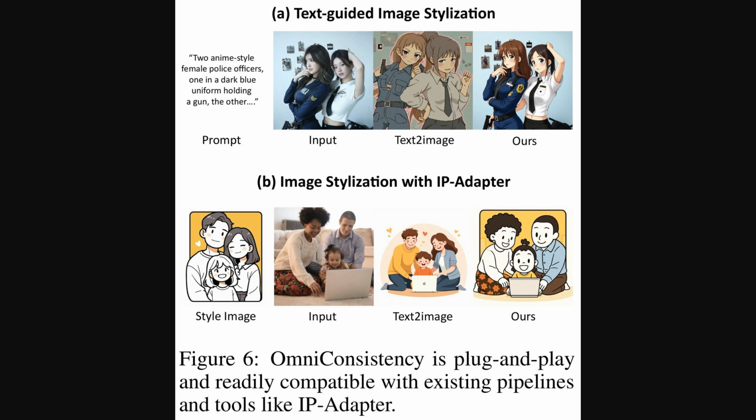But the really interesting part is the bottom row. This shows the model working with a tool called an IP adapter. An IP adapter is a method that lets you use a separate image as a style reference. And again, the standard approach loses the composition, while OmniConsistency perfectly transfers the style.